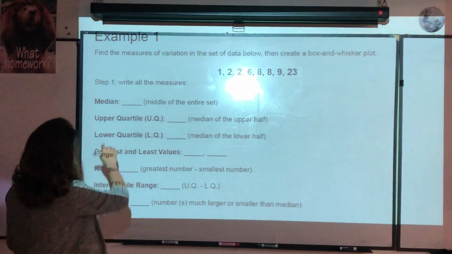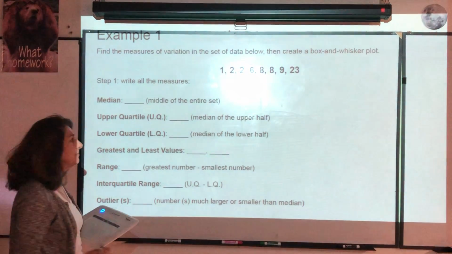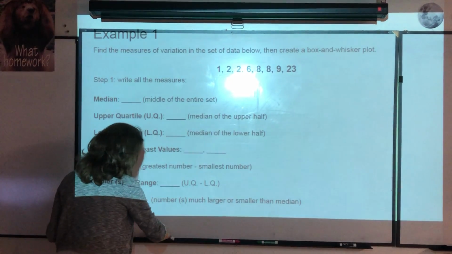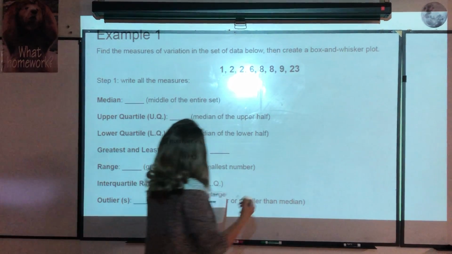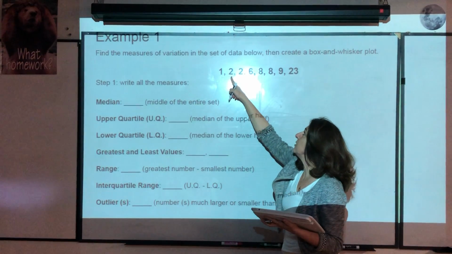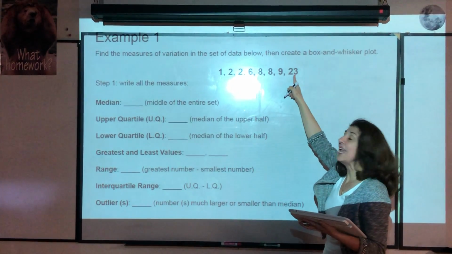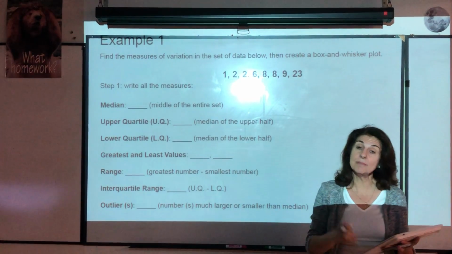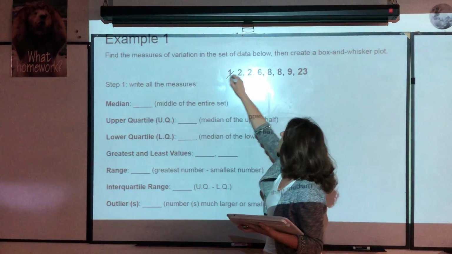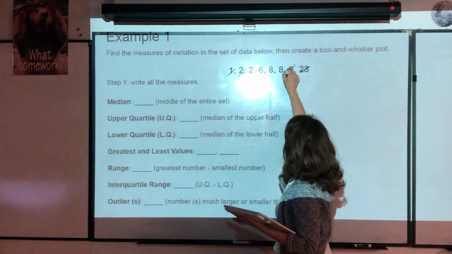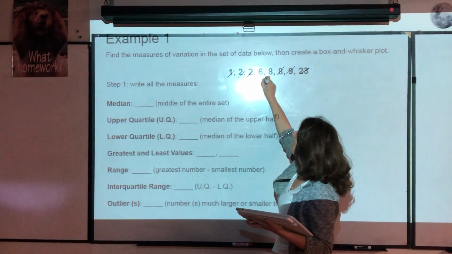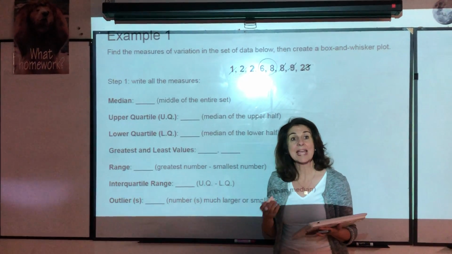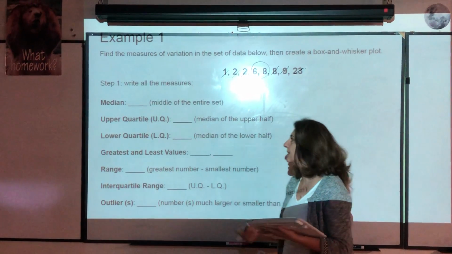So let's see, the median. How do I find the median again? It is the middle of the entire set. So let me get the marker here. My set has 1, 2, 3, 4, 5, 6, 7, 8 numbers. So I don't have one number that is just in the middle. I have two numbers in the middle. So once I get those two numbers, I have to find the median. How do I do that?